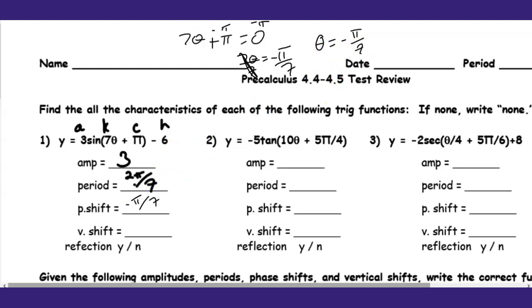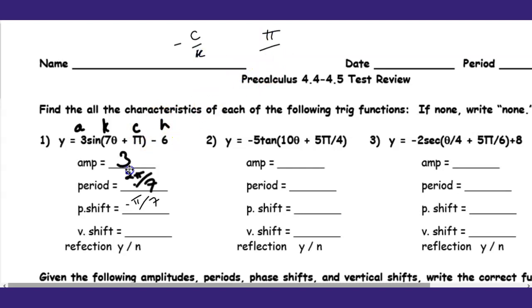The other way to do it is to use the equation negative c over k. If I take c, which is pi, put it over k, which is 7, and then don't forget the equation is negative, so negative pi over 7, which is what we got. So you pick, I don't care which one. Now the vertical shift, we have a minus 6 down here, so we have minus 6 or down 6. Is there a reflection? No, there's not. Notice there's no negative here or negative here.